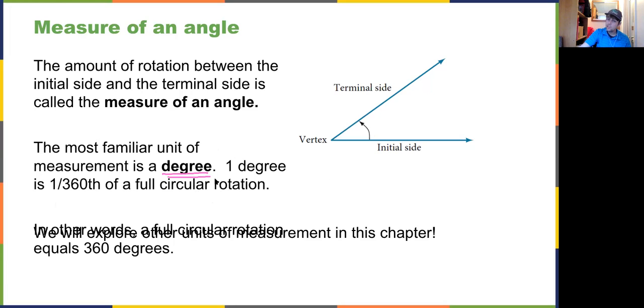It's kind of an arbitrary number, right? It's something that we've all agreed upon, and it works, and we use degrees all the time, but there are other ways that we can measure angles. And in this class, we're going to learn some other ways that we actually measure rotations or angles. But we will also use degrees a lot, so that's fine.